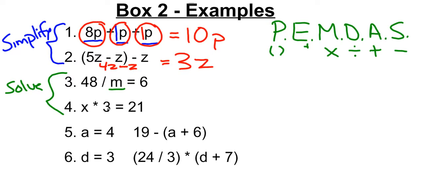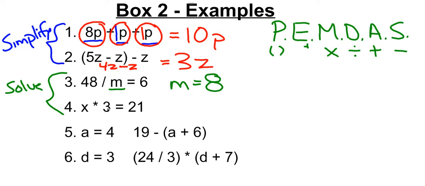So I think of 6. 6 times what gives me 48? I'm thinking 6 times 8 gives me 48. If I put 48 divided by 8 equals 6 in my equation, that would work.